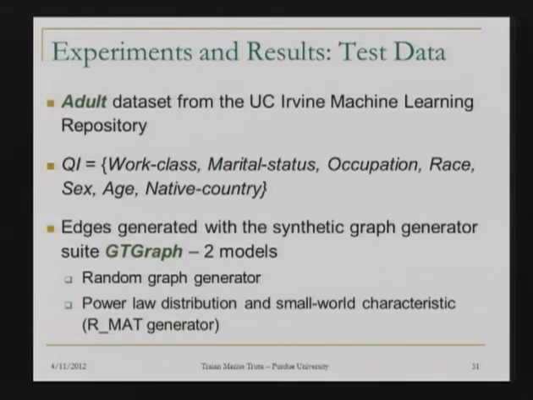We have run some experiments using the adult data set from the UC Irvine Machine Learning Repository, and we have used this data only for node information. This data doesn't have structure. We created structure using a graph generator called GTGraph, and we use two different models: a random graph generator, and a power law distribution and small world characteristic. We call this an RMAT generator, and those laws usually model a social network better.